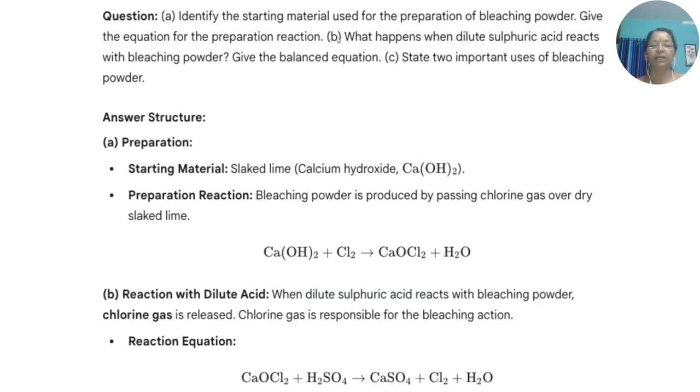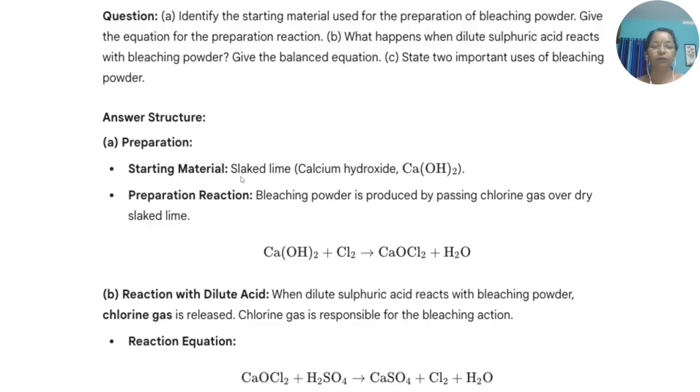Next, identify the starting material used for the preparation of bleaching powder and the equation for the preparation reaction. What happens when dilute sulfuric acid reacts with bleaching powder? Give the balanced equation. State 2 important uses of bleaching powder. And this section B is actually not given in the text, anyway we'll discuss it here.